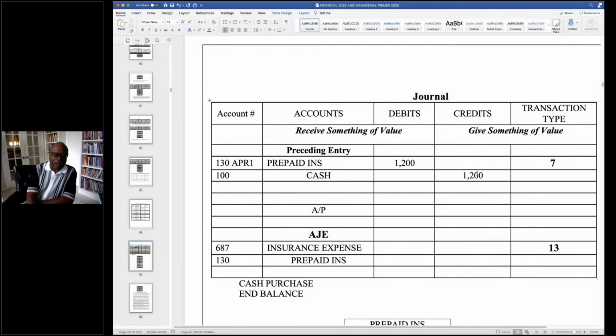then it's expiring at the rate of what? $100 a month. And how many months are there from April 1st to December 31st? 8 months, right? April, May, June, July, August, September, October, November, December. 8 months. Yes, this is 8 months.